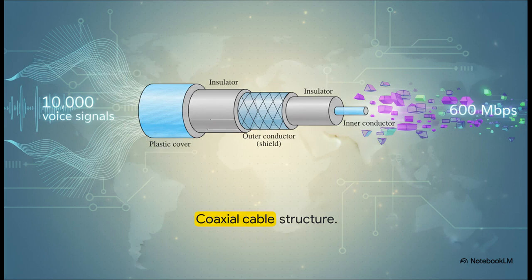Structurally, it's a solid inner conductor wrapped in an insulator, then a metallic shield, and finally a plastic cover. It's tough and it's reliable. It was widely used in analog networks where a single cable could carry 10,000 voice signals, and later on in digital networks carrying up to 600 megabits per second.